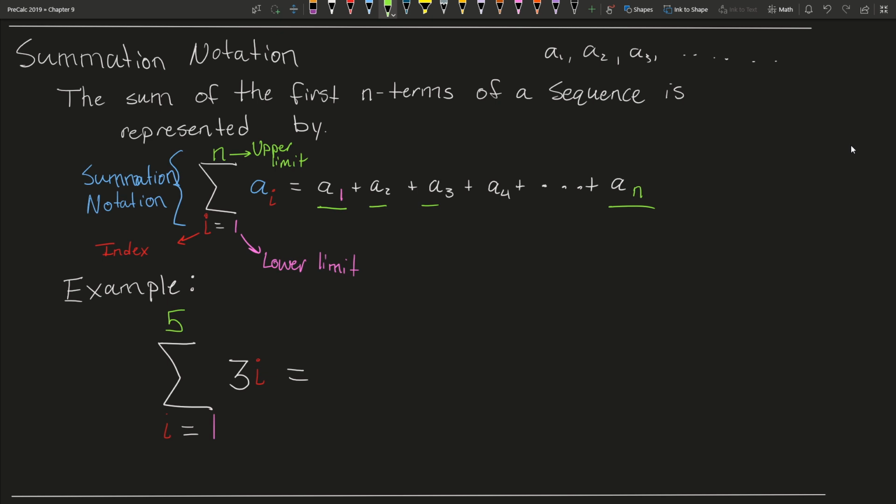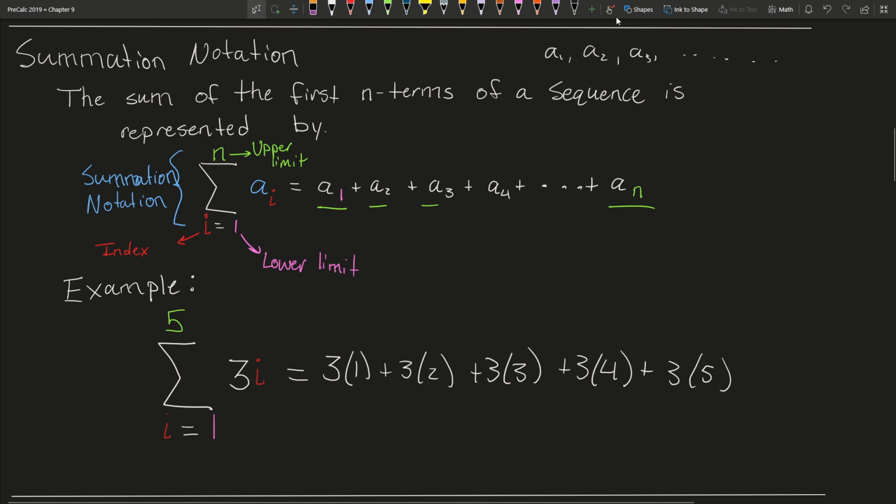All right, so for example, which might clear some things up, we have the sum from i equal to 1 all the way up until i equal to 5 of the sequence 3 times i. So what this means is that we have 3 times 1 plus 3 times 2 plus 3 times 3 all the way up until 5. Okay, so that is sigma notation. That's what that means.